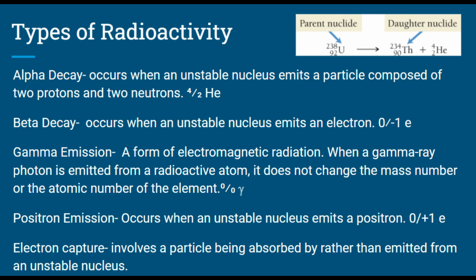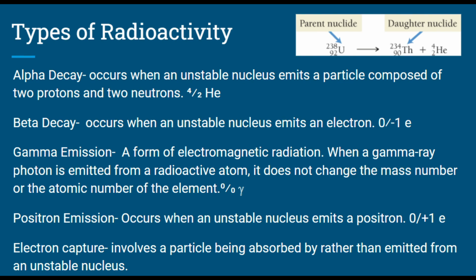Now, for gamma emission, it is a form of electromagnetic radiation. When a gamma ray photon is emitted from a radioactive atom, it does not change the mass number nor the atomic number, the protons, but it also does work in different ways. Gamma rays are high energy, short wavelength photons. They have the lowest ionizing power but the highest penetrating power. This is why it is used in medical fields, x-rays, for cancer, and this is why it can be such a useful thing but also dangerous.